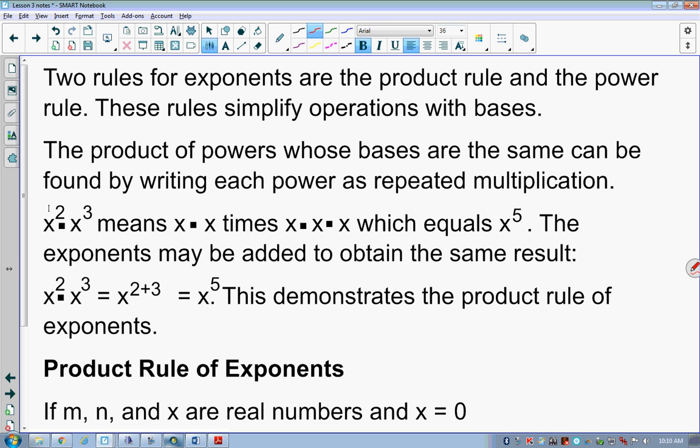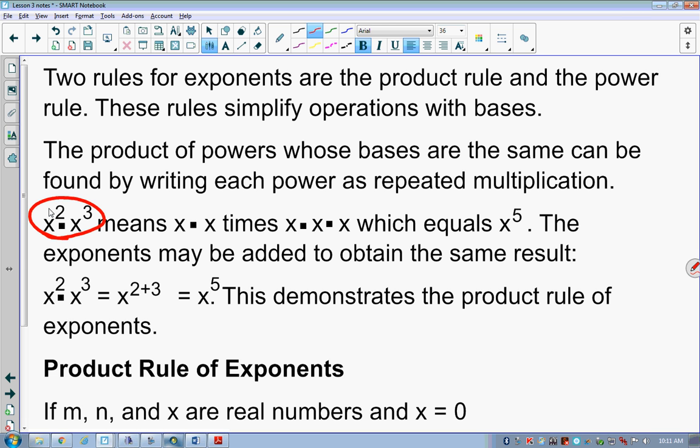Let's use terms that we actually understand. What does product mean? Multiplication. So the multiplication of powers, or exponents, whose bases are the same, can be found by writing each power as repeated multiplication. Here we have our question, which is x squared times x cubed.